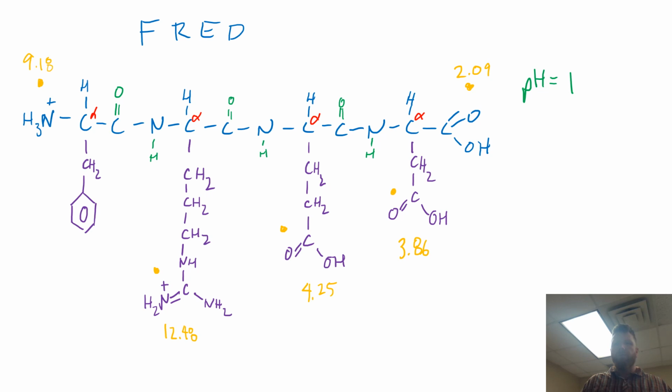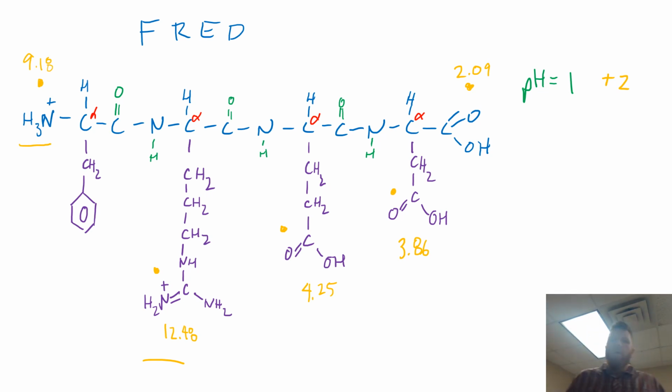What is the charge of this molecule right now? Well, we have 5 different groups, but how many of them actually have a positive or a negative charge? The N termini and the R group for arginine, but what about the other groups? Aspartic acid, glutamic acid, and our C termini. None of those have charges. They're all neutral. So currently, at a pH of 1, our charge is positive 2.